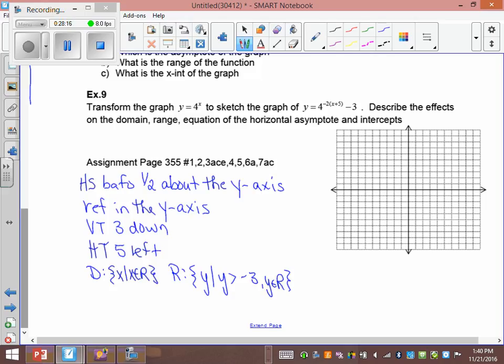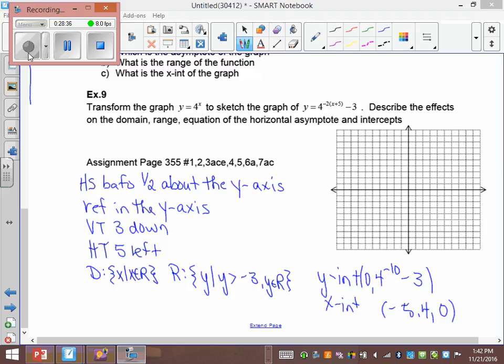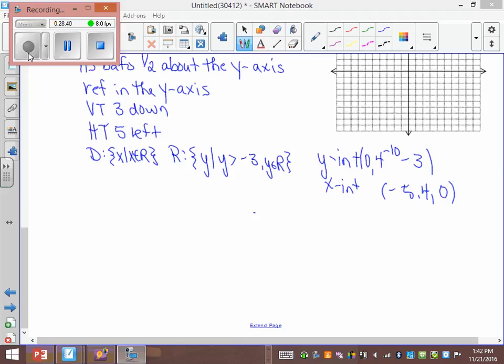Let's see. Intercepts for this one. Your y-intercept and your x-intercept are going to be negative 5.4 and 0. I want you to punch one thing in your calculator. So type this into your calculator. Y equals negative 2, 3 to the x plus 4. Punch that into your calculator.